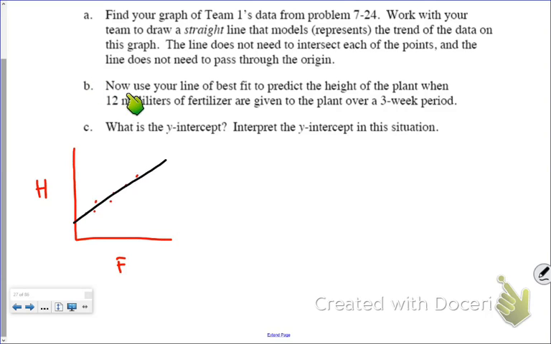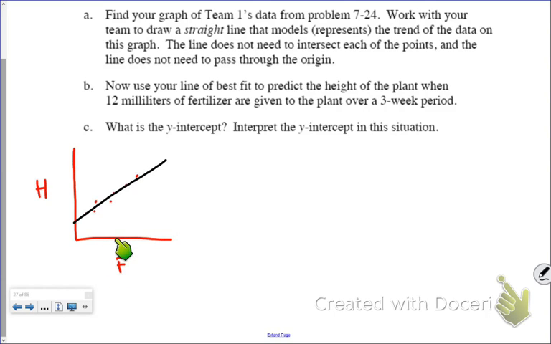Now, question B says, now use your line of best fit. So we're going to take this line of best fit to predict the height. That means we don't know what the height is when the plant uses 12 milliliters of fertilizer. All right? Here's your fertilizer. Go find 12. Your fertilizer's down here. Go find 12, wherever 12 is.